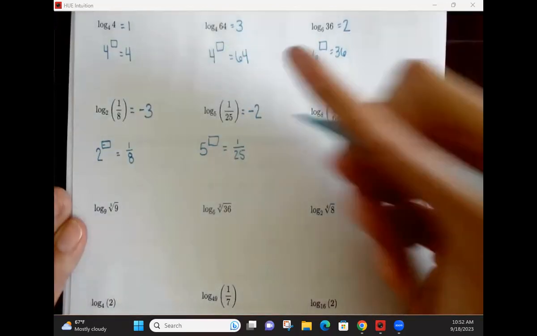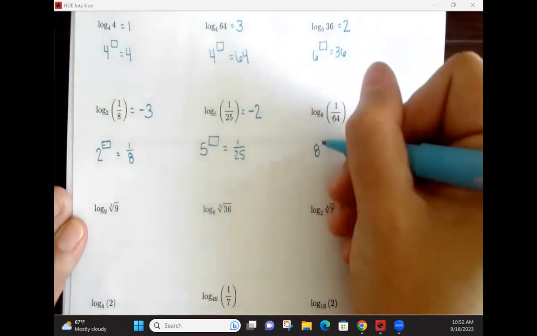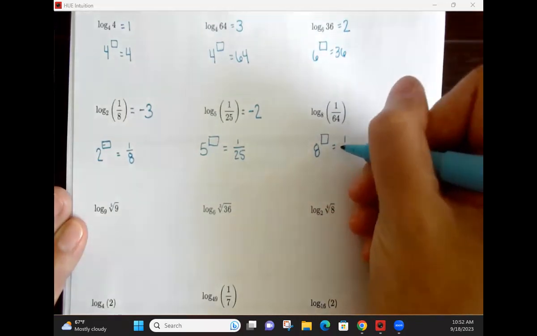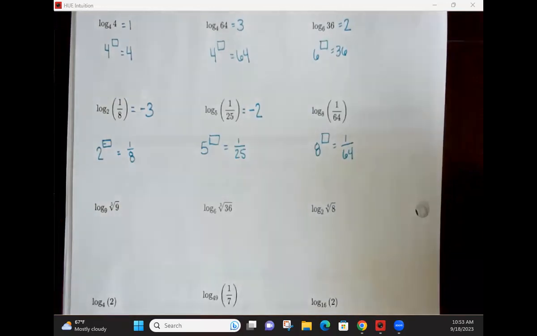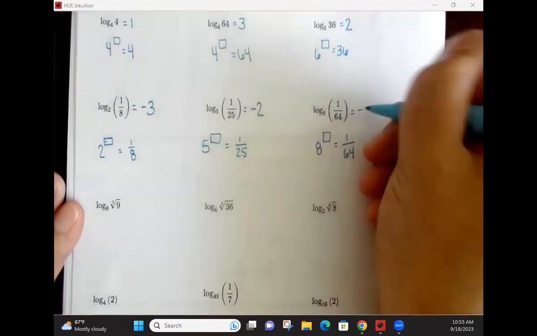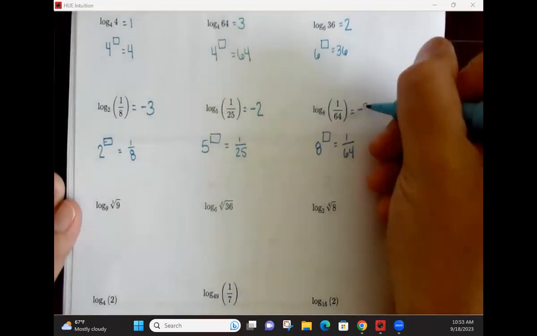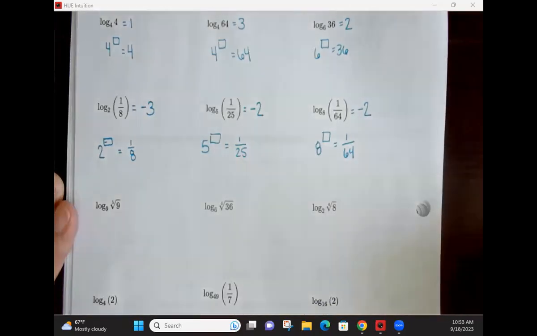For our last example in this row, 8 to what power gives me 1 over 64? -2 again. The negative so that we take the reciprocal, and then 8 squared gives me 64. Very good.